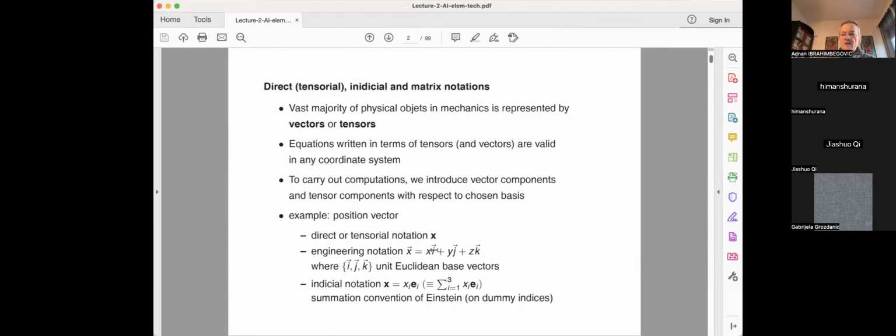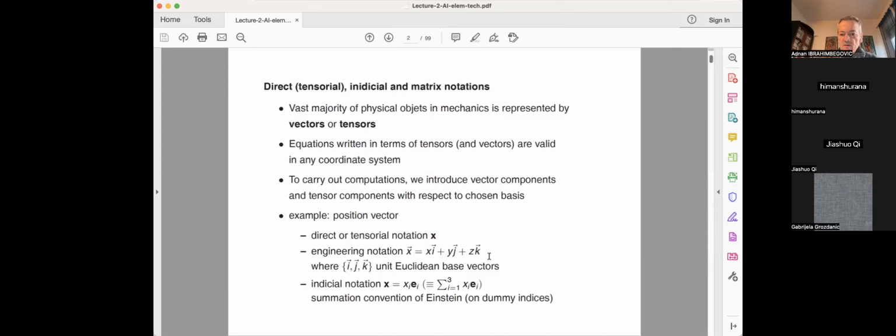So the advantage of this notation, I don't have to write long formulas. I can simply use a summation convention. When these indices are repeated, these are called dummy indices, you simply do the summation. So that would be like X1 E1 plus X2 E2 plus X3 E3, which is the same as this one above here, only with different notation.